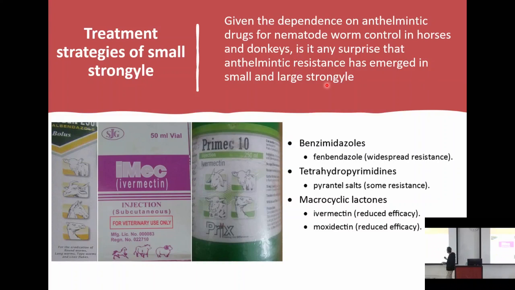So fenbendazole, widespread resistance. Fenbendazole, if you remember my lecture, is the benzimidazole group. Pyrantel, also resistance. Macrocyclic lactones, ivermectin and moxidectin, they also reduce the efficacy. So it means we are moving toward multi-drug resistance in the horses.